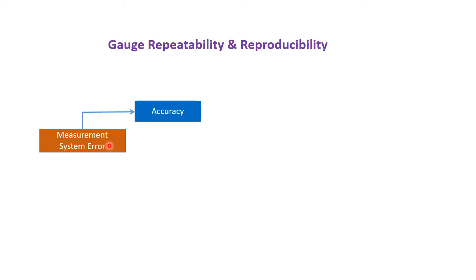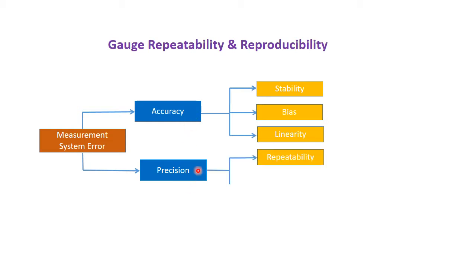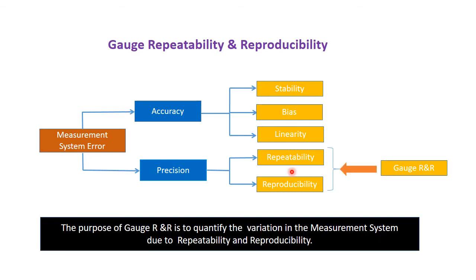Today we are going to discuss gauge repeatability and reproducibility. Measurement system error has mainly two elements: one is accuracy and the second one is precision. Accuracy can be further classified into stability, bias and linearity, whereas precision can be classified into repeatability and reproducibility. Repeatability and reproducibility together are better known as gauge R&R. The purpose of gauge R&R is to quantify the variation in the measurement system due to repeatability and reproducibility.